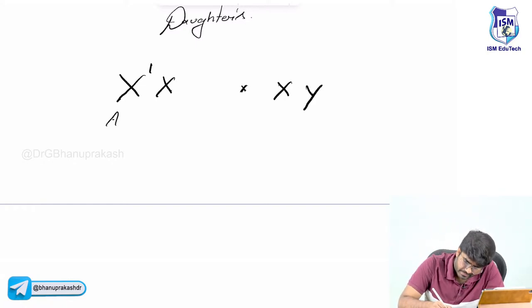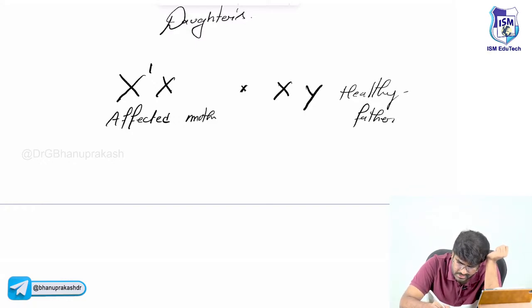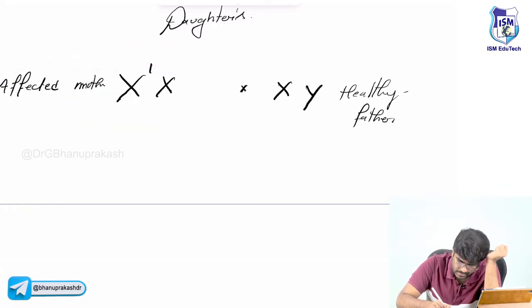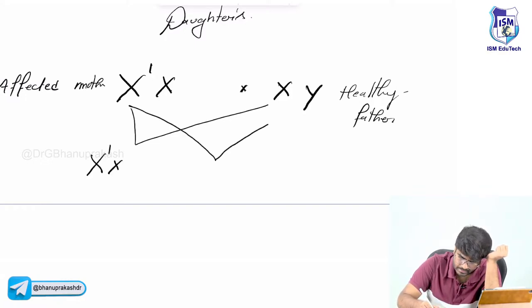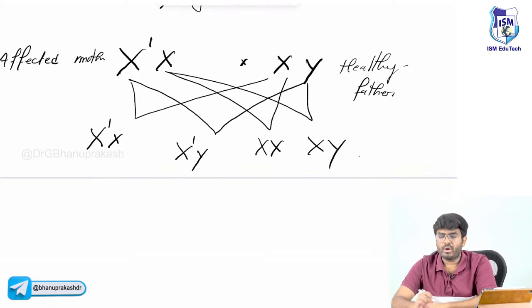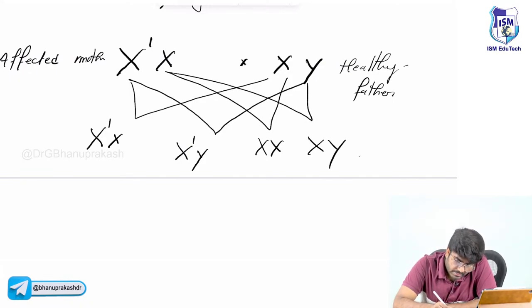This is the affected mother, right? Affected mother. Now, this is a normal, healthy father. Now look what happens. This is the affected mother. When they have children: X dash and X, X dash and Y, XX, XY. So who are affected, sir, now? The mothers are passing the disease to both sons as well as the daughters.